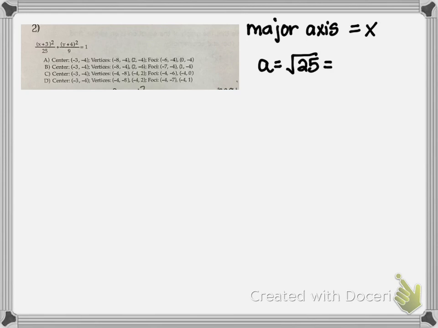Alright, so to continue on with ellipses, I'm looking at this example and it's giving you an ellipse and it's asking you to identify the center, the vertices, and the foci. So I can glance at my actual equation and I can determine that my major axis is going to be on my x-axis because I have 25 and 9 in the denominator and 25 is the largest, so that goes with that x piece. So that means that my a value is going to come from the square root of 25 and is going to give me 5. My b value is going to come from the square root of 9, which is going to be 3.